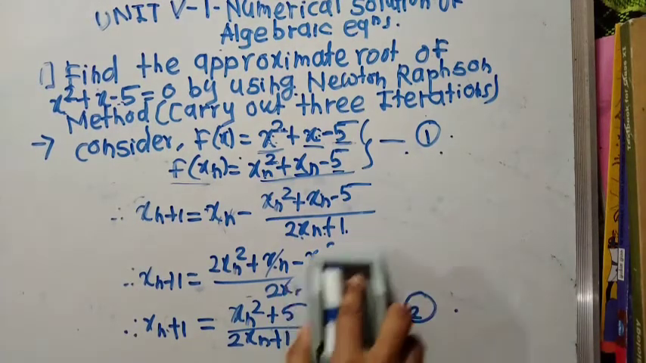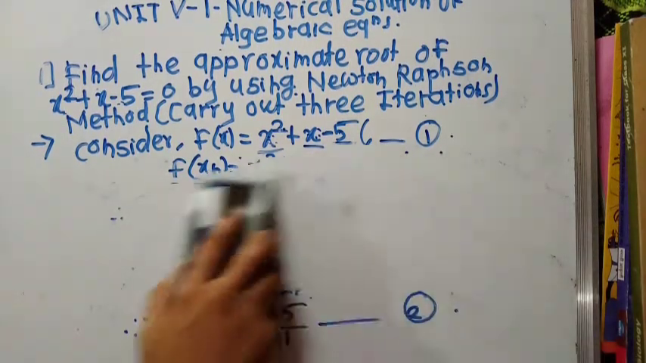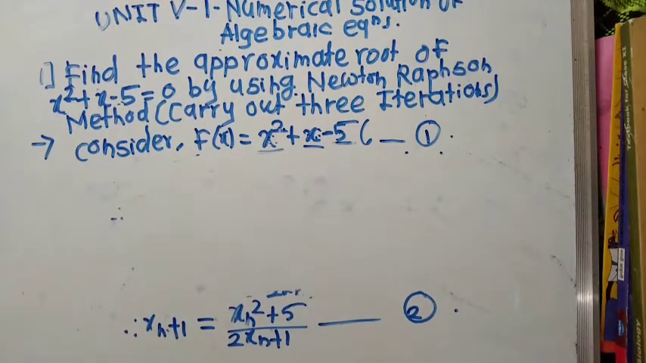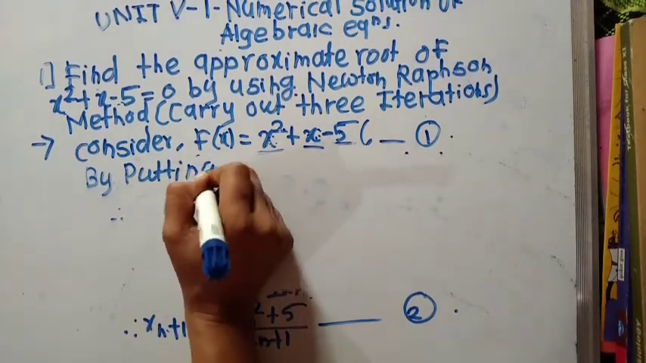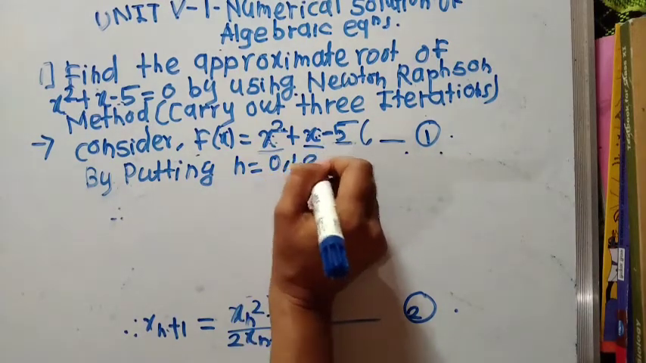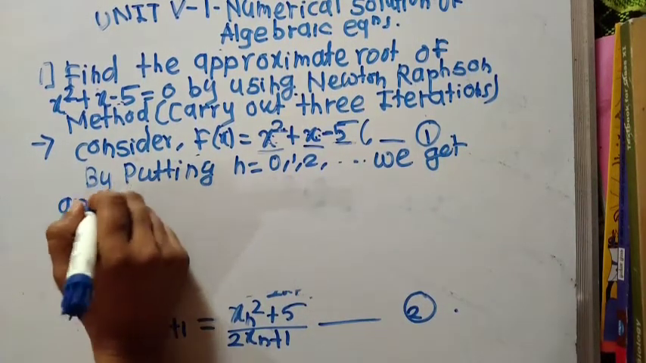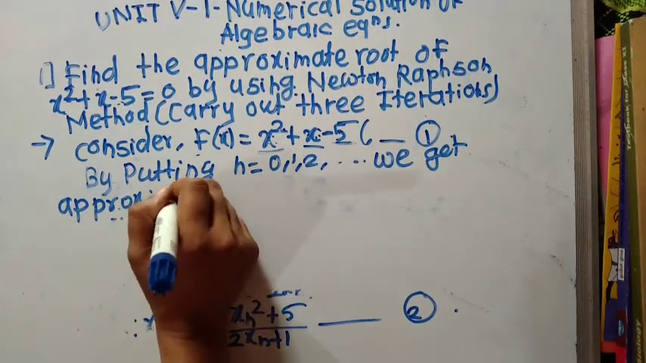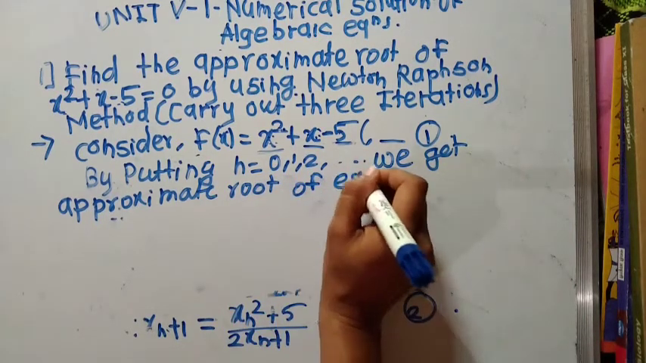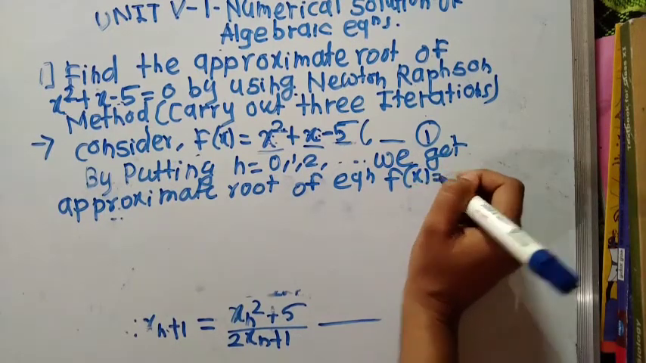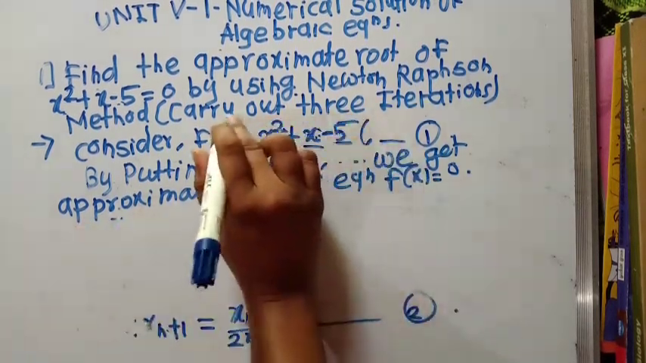Then next step is by putting n is equal to 0, 1, 2 and so on, we get approximate root of equation f of x is equal to 0. Then here carry out 3 iterations.